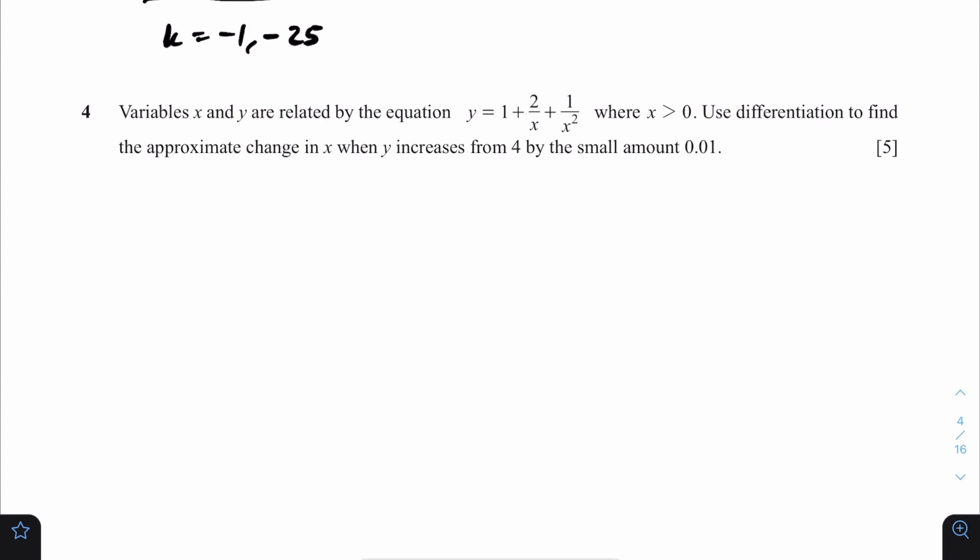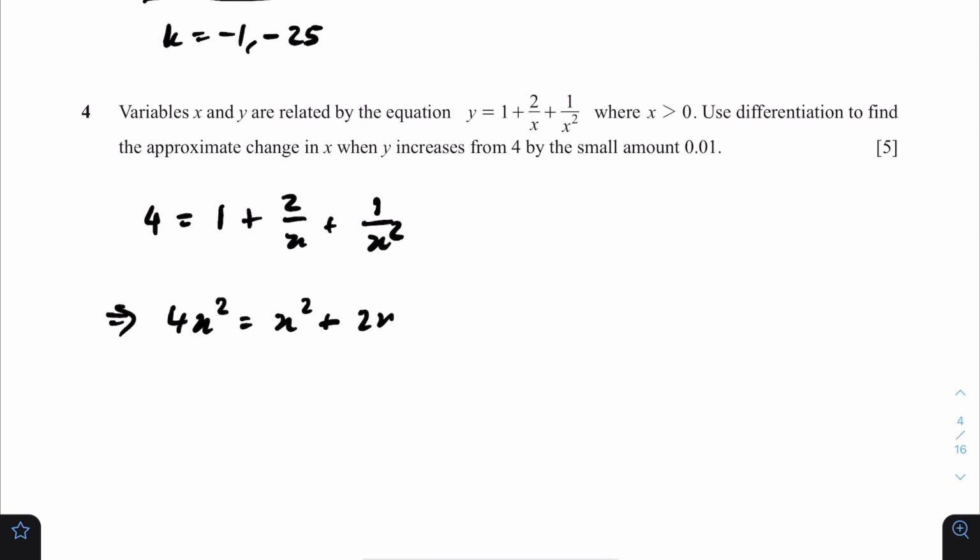We get 4 is equal to 1 plus 2 over x plus 1 over x squared. So find the value of x. If we multiply everything by x squared to get the fraction out of the way, we get 4x squared is equal to x squared plus 2x plus 1. Rearrange, we get 3x squared minus 2x minus 1 is equal to 0.